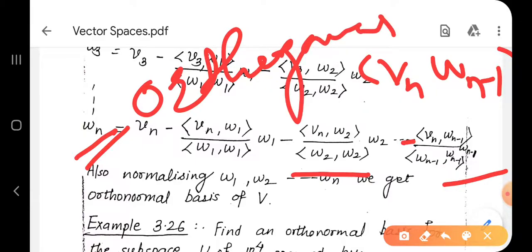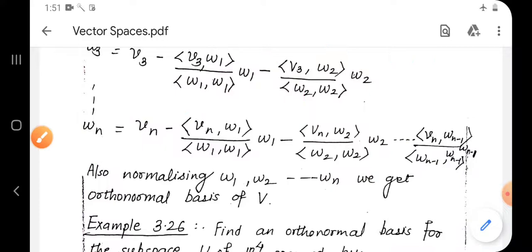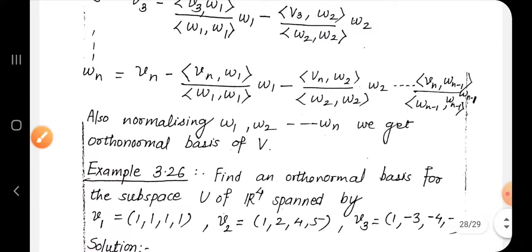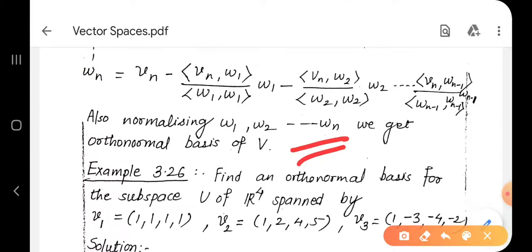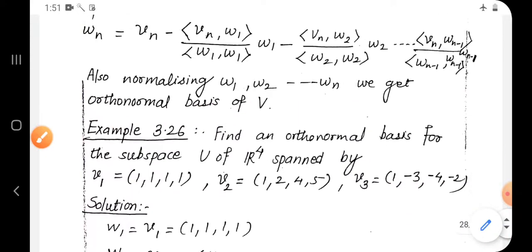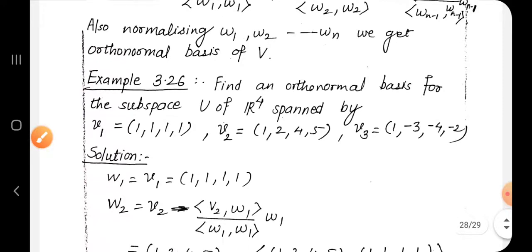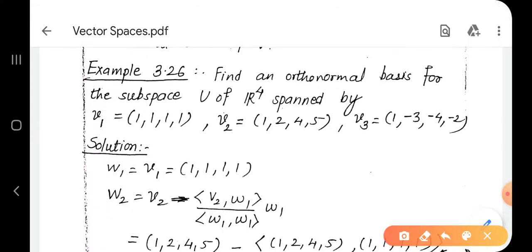Orthogonal set means their inner products are 0. What about orthonormal? How do we construct an orthonormal set? Just divide by the norm. So to get an orthonormal set, we divide by the norm and we get our answer. Correct? For example, let me take an example here: find an orthonormal basis. Orthonormal means first I have to find the orthogonal set and then divide by the norm.